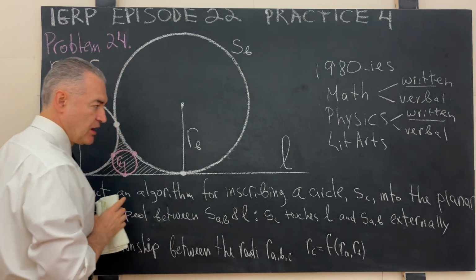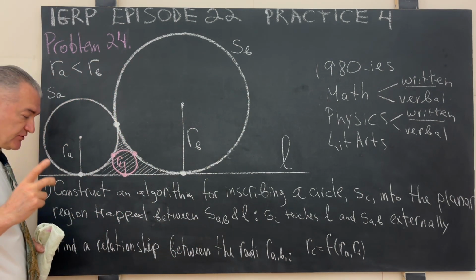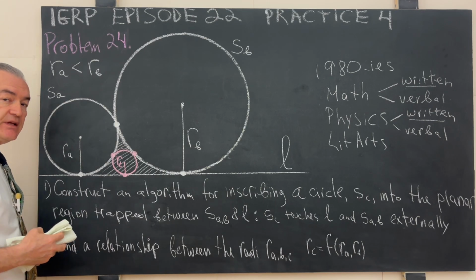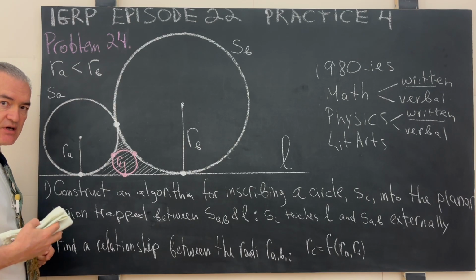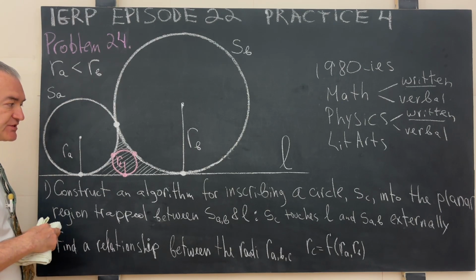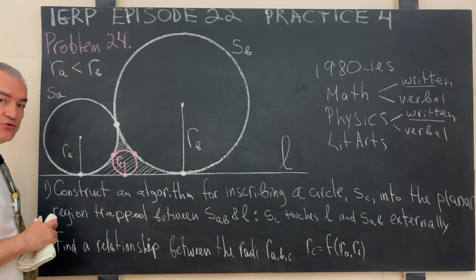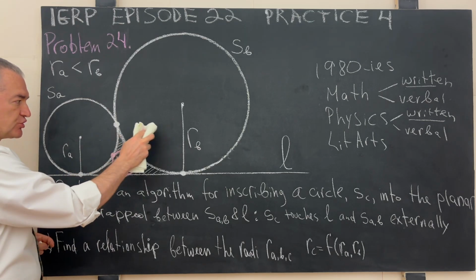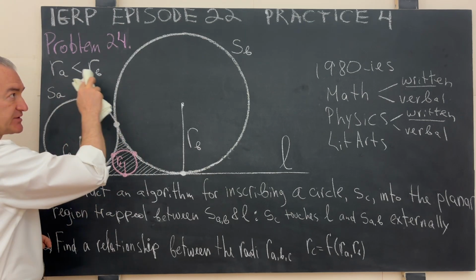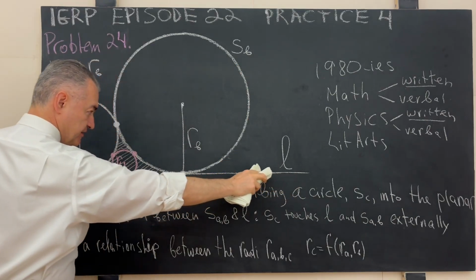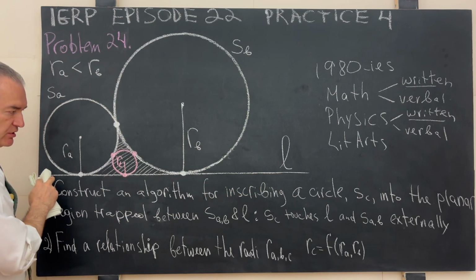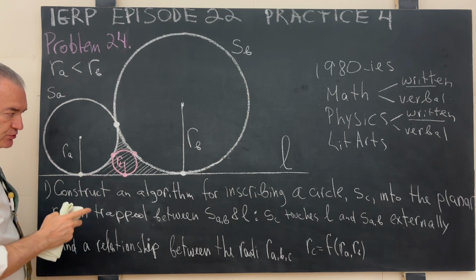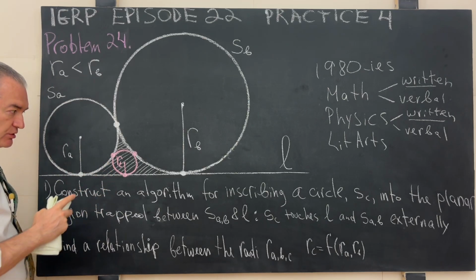And in this problem, we are given two objectives. The objective number one is to come up with a Euclidean tools only, a straight edge and compass, algorithm for inscribing a circle into the planar region, or a curvilinear triangle, trapped between the two externally tangent circles SA and SB and the straight line L that plays the role of the common external tangent for these two circles. We want to know exactly how this circle can be inscribed.